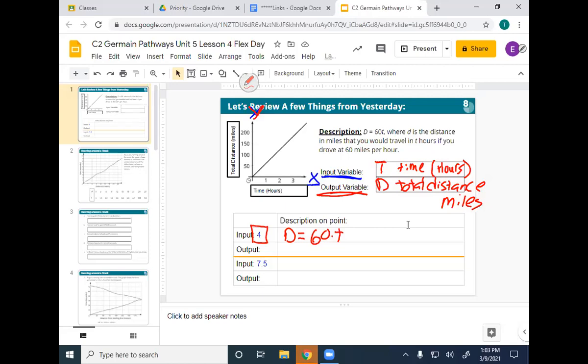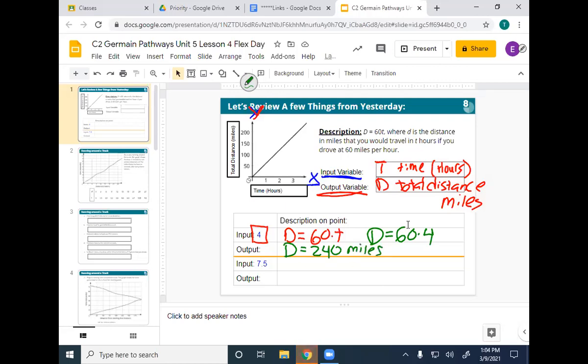So I could rewrite this equation. D is equal to what? 60 times 4. To get a total output of D is equal to what? 240 what? Miles.